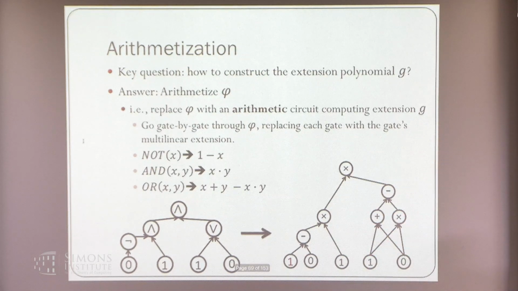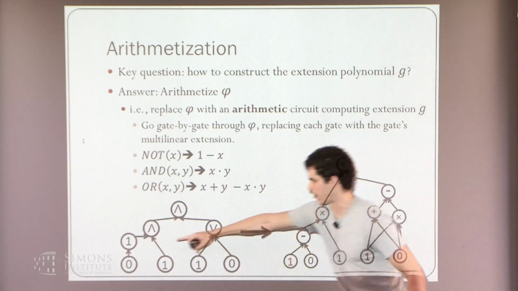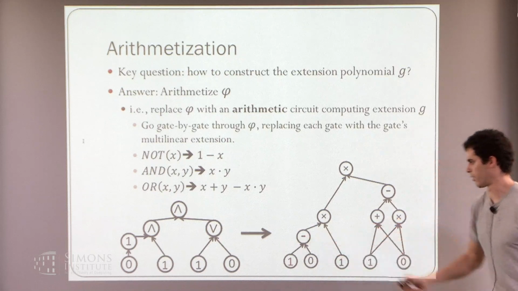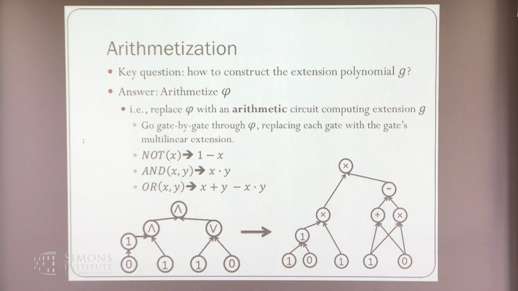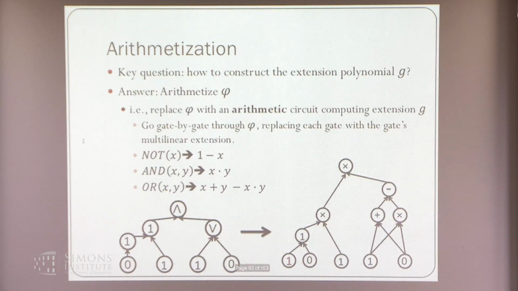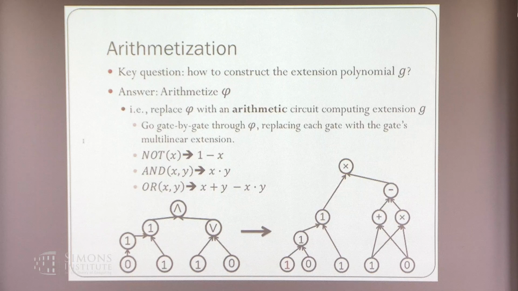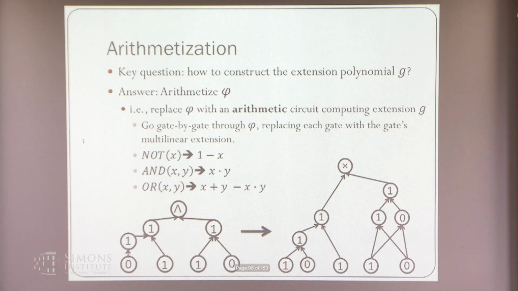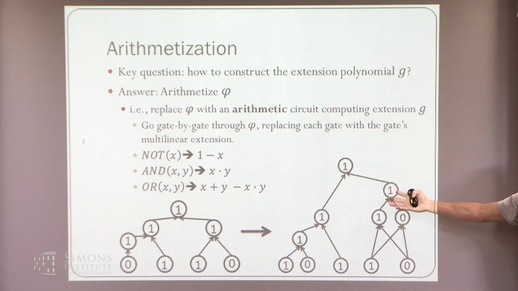So let's actually see that on an example. If you evaluate the formula gate by gate on this example, the NOT gate evaluates to 1, and this arithmetic gate also evaluates to 1. Similarly, the AND gate evaluates to 1 because it's 1 and 1, and this times gate is 1 times 1. So the same thing is happening on both sides. Right? The OR gate evaluates to 1, and so does this minus gate that's computing the multilinear extension of OR. So gate by gate through the whole circuit, it's preserving what the formula is doing. Okay, but this arithmetic circuit is computing a polynomial.